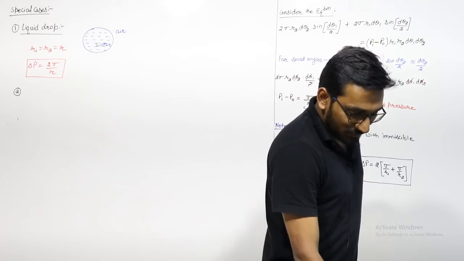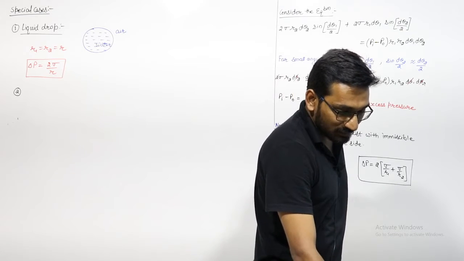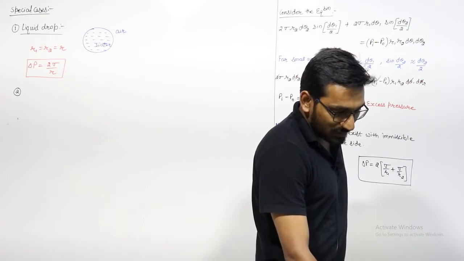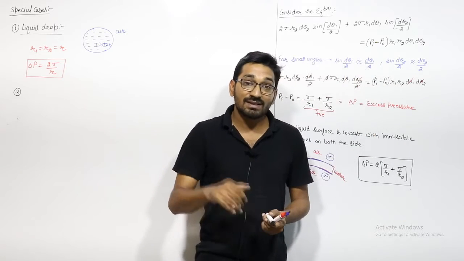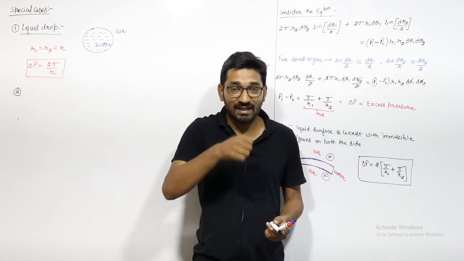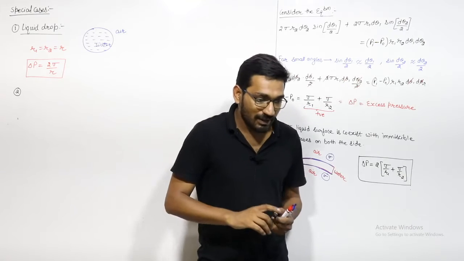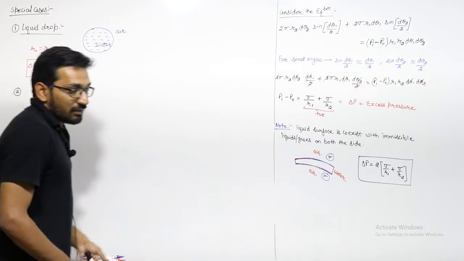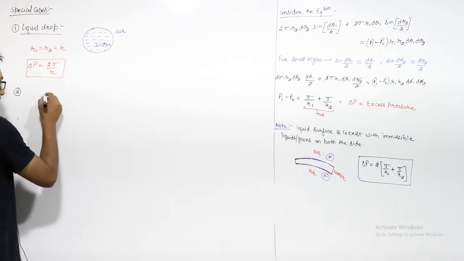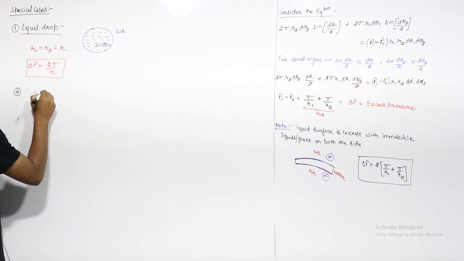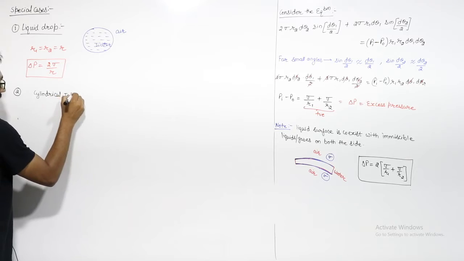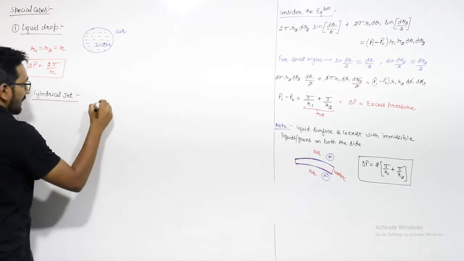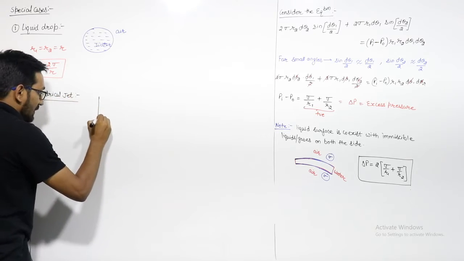Now let us see the next one: the excess pressure in a cylindrical jet over the pressure of the surrounding atmosphere. If a cylindrical jet is there, cylindrical jet means like this.